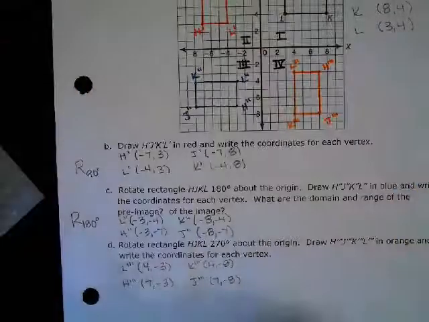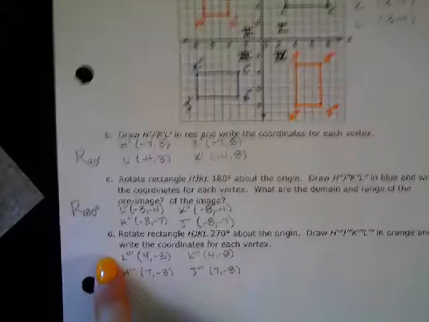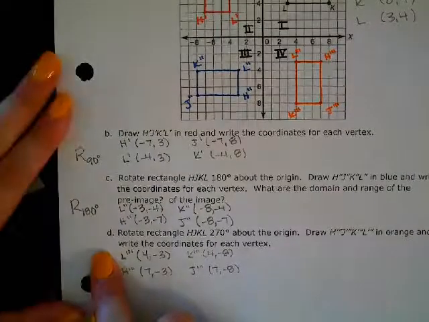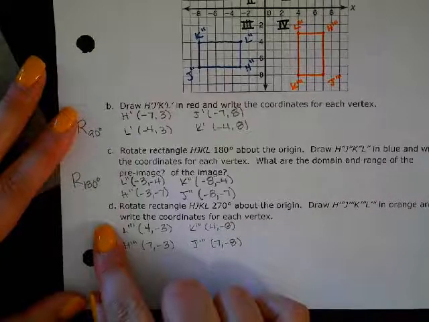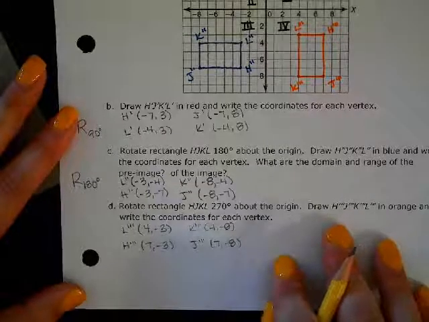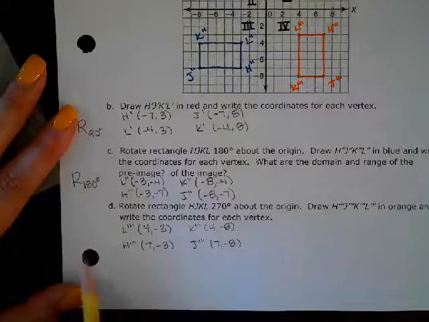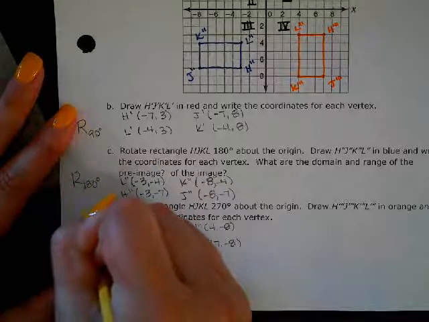All right, how do we write this? How should we write this? Yeah. R270. Perfect.